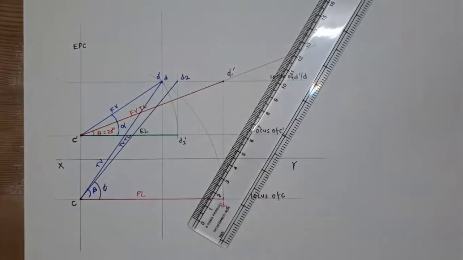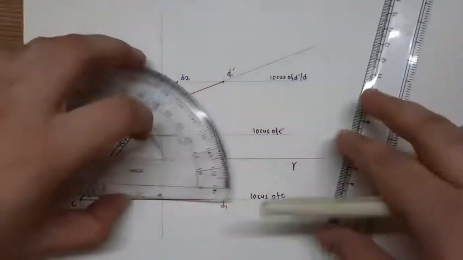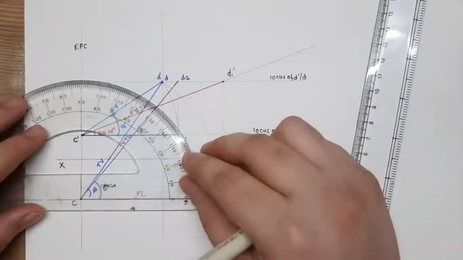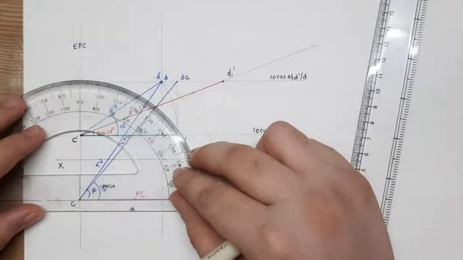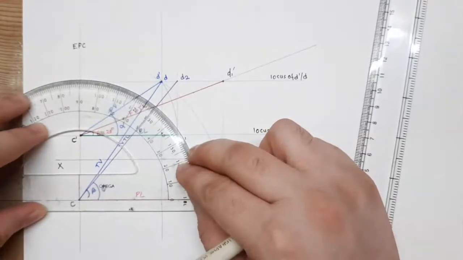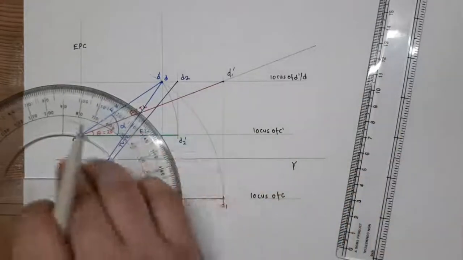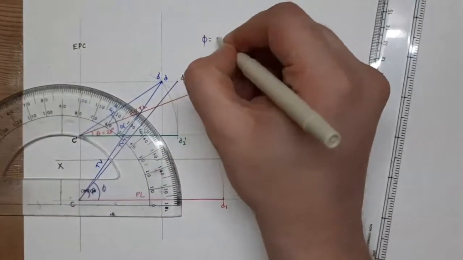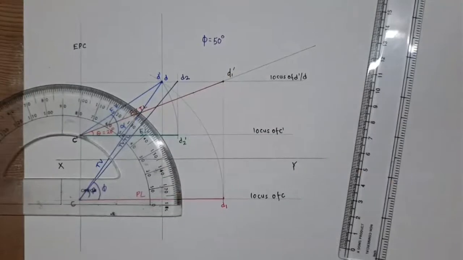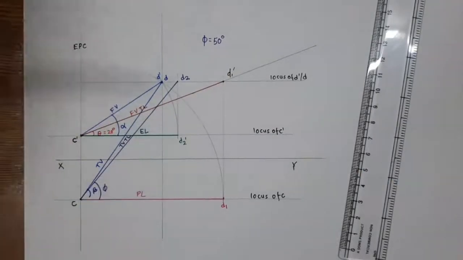They have asked us to calculate this phi. So let's calculate the value of phi over here. Phi is 50 degrees. So that's it. We have completed this problem. You can see it once.